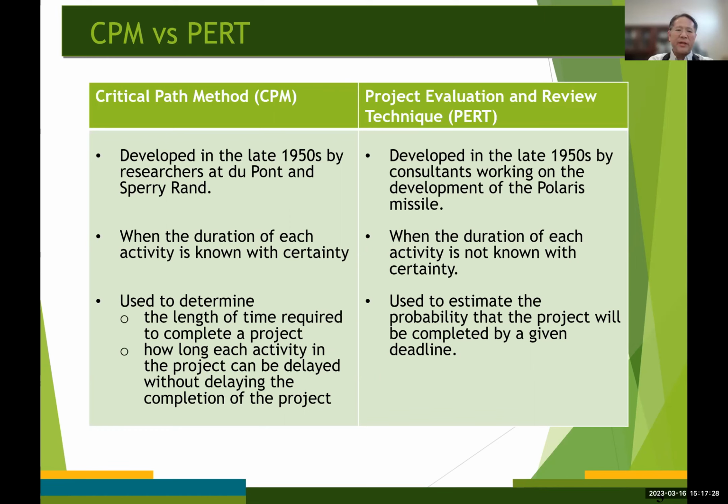So, if the duration of each activity is known with certainty, then the project completion time can be found using the CPM, the critical path method. Okay, and the critical path method can also be used to determine how long each activity in a project can be delayed without delaying the completion of the project. Okay.